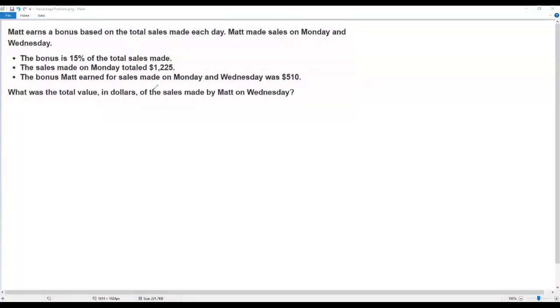Here we have a SAT math problem. Okay, let's go to the question. Matt earns a bonus based on the total sales made each day. Matt made sales on Monday and Wednesday. The bonus is 15% of the total sales made.